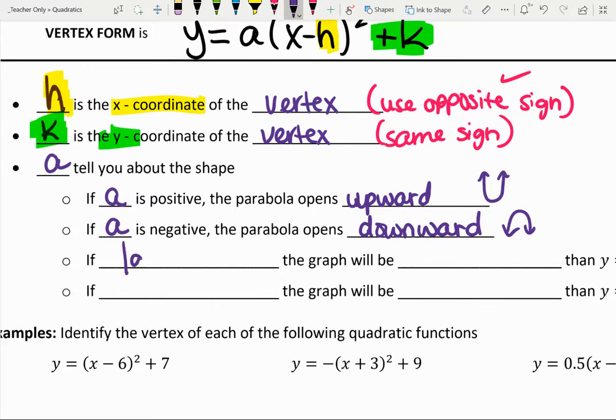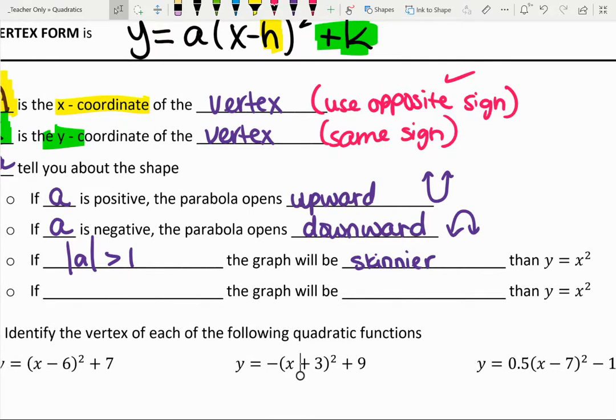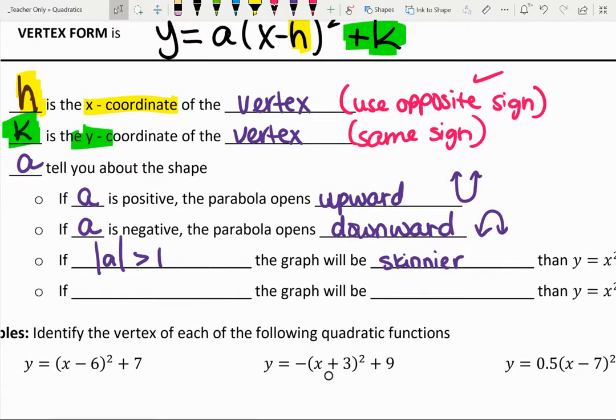And let's say the absolute value of A is bigger than 1, so if it's a bigger positive number or a bigger negative number, the graph will be skinnier or narrower than y equals x squared. We haven't talked about this as much, but I think it's just one more thing we can add. And if the absolute value of A is less than 1, so something between -1 and 1, a decimal there, the graph will be wider.